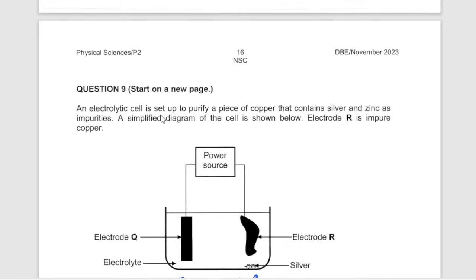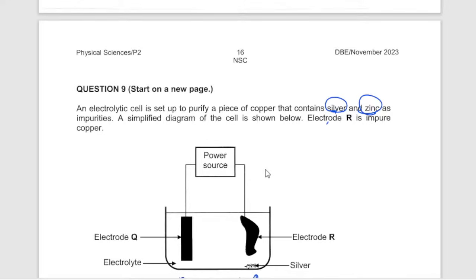An electrolytic cell, which means it has a battery, is put to purify a piece of copper that contains silver and zinc as impurities. They say the simplified diagram of the cell is shown in the picture.